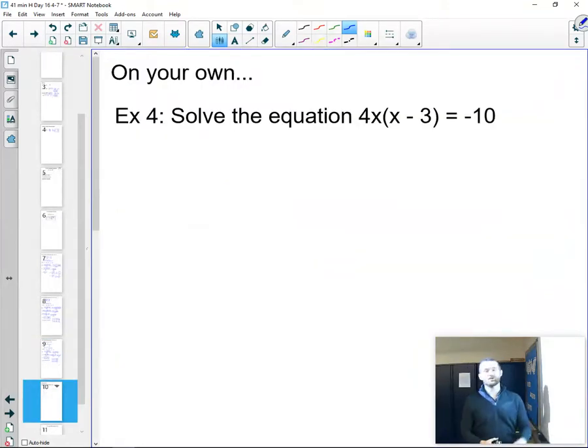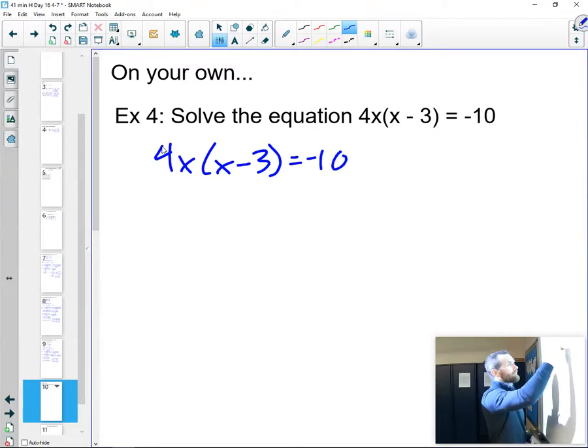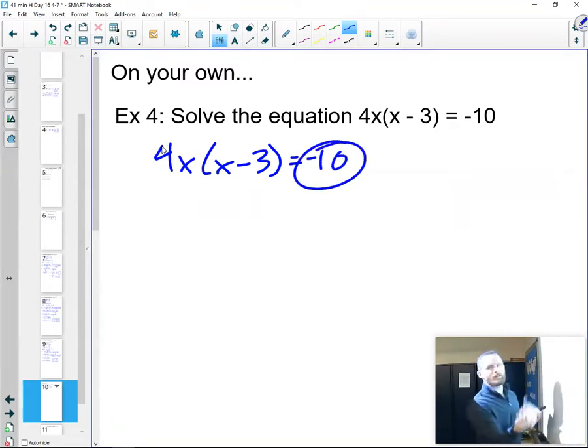All right, last one. I want you to try this one on your own. Solve the equation 4x times x minus 3 equals negative 10. We're going over 3, 2, 1, let's go. I'm going to rewrite this here just so I have a little bit more space for my work. And then we distribute to simplify because we can't split it up because it doesn't equal 0. We have to distribute. There's no shortcut here.